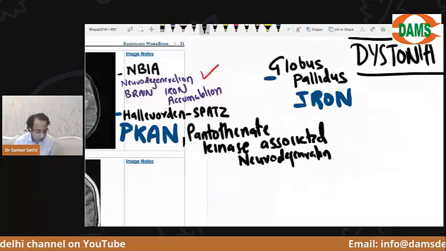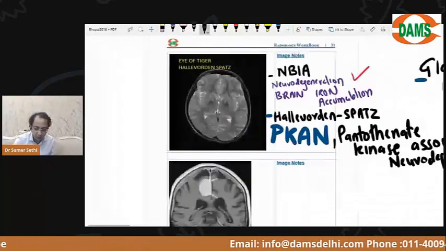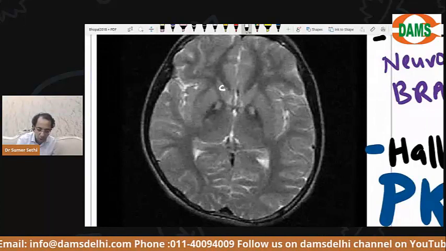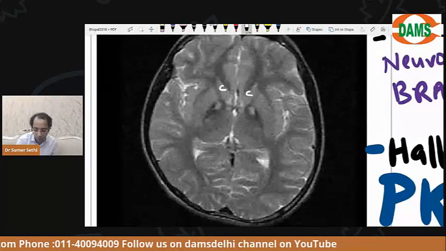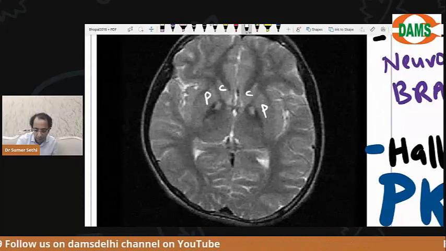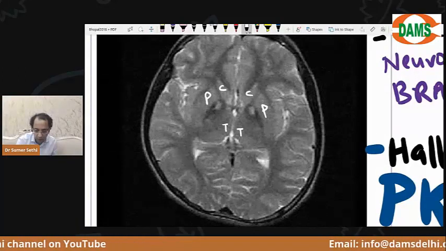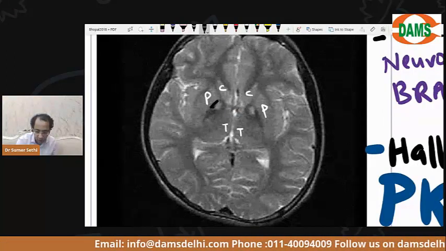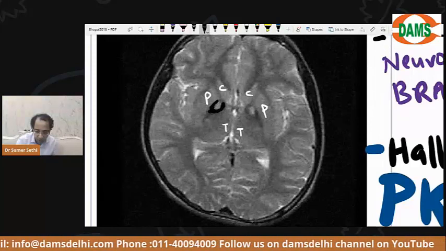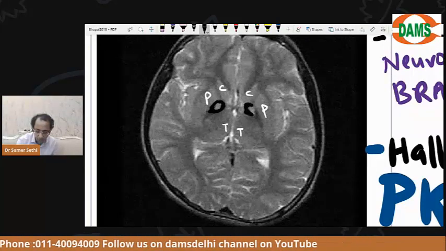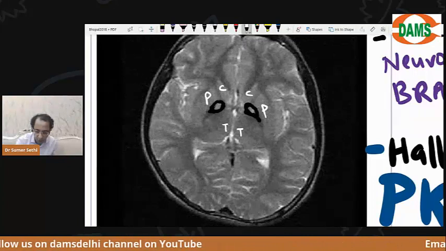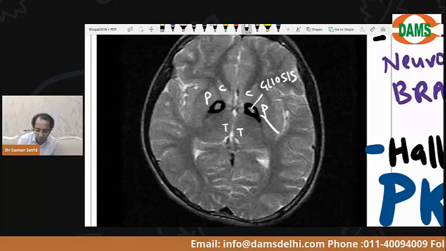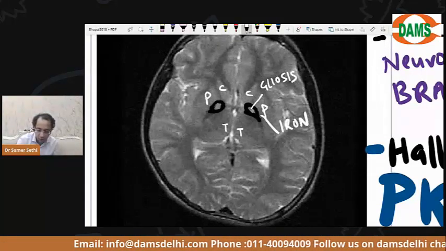Okay, let's look at it. This is how it looks. I will explain it to you, but the key is the name that I'm building up. This is the caudate nucleus, this is the putamen, this is the thalamus. And this area is your globus pallidus. Now the globus pallidus has a black rim surrounding it. The center is white because of the dead tissue. This is scar tissue called gliosis, and the periphery is dark because of iron. That is what happens.